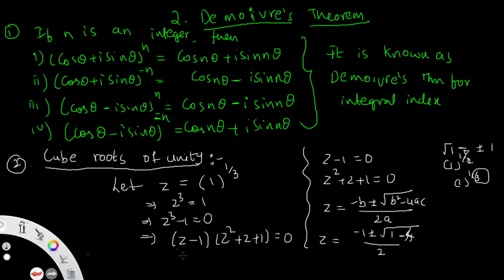That is in the form a minus b into a square plus ab plus b square. That's why we are writing here z minus 1 into z square plus z plus 1 equal to 0. So the product of two terms means we have to write first term equal to 0, that is z minus 1 equal to 0, or z square plus z plus 1 equal to 0.